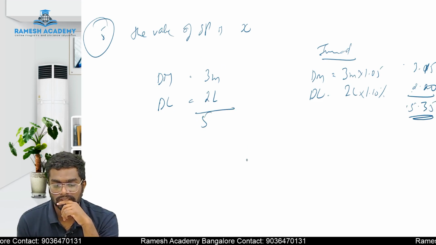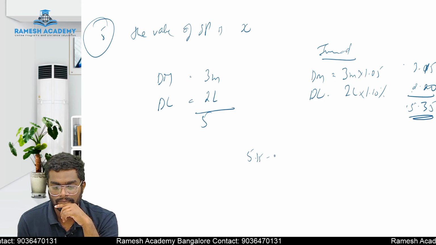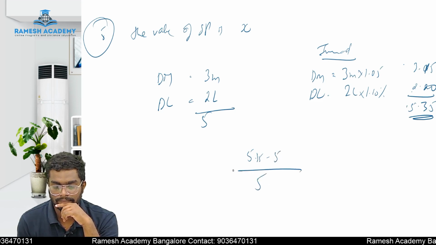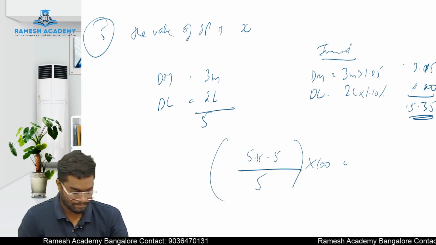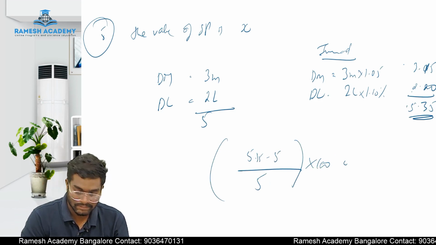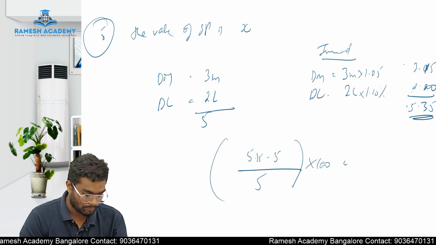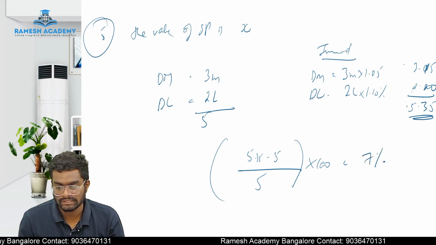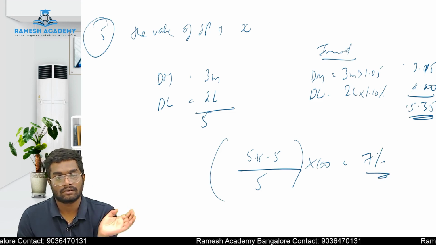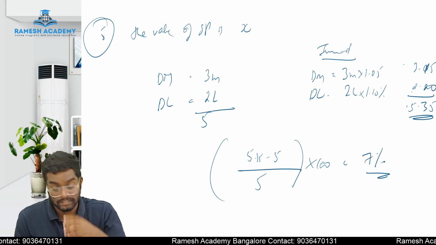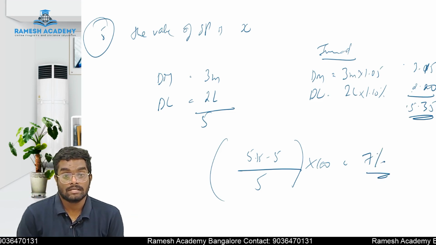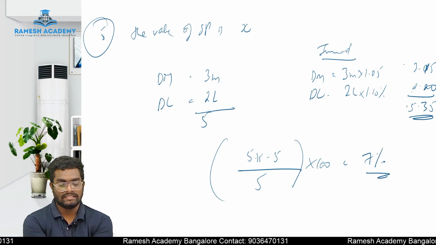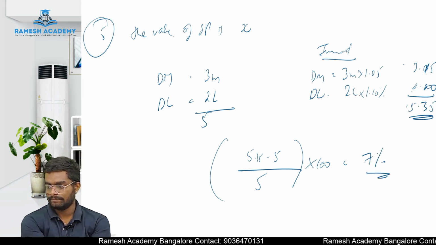Okay, how much is the increase here? 5.35 minus 5 divided by 5. So this is the answer. 0.35 divided by 5 into 100, so we have to increase the selling price by 7%. Simple. Cost is increased by 0.35. That is the reason we have to increase the price by 7%. Very simple question. Now please try.